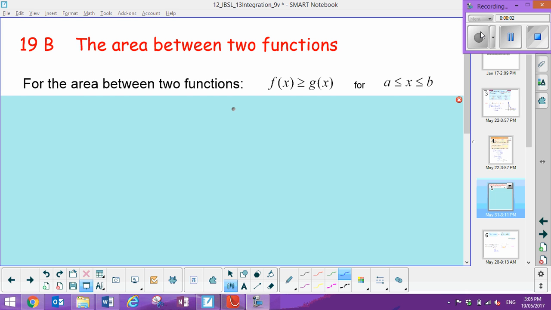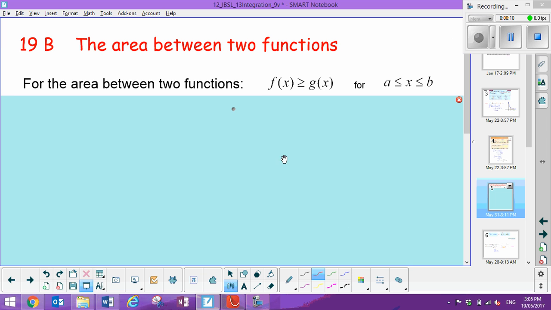Hello IB, we're looking at 19b where we're now looking at the area between two functions. So if we've got two functions where f of x is greater than g of x, that means the y values of this are higher than the y values of that for those particular x values. In other words, between a and b for this particular domain.